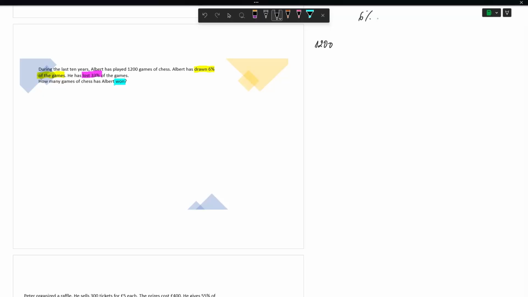So 6% of 1,200. Let's find first 1%. As we said, we divide by 100. So we have 2 zeros. And then, how I told you, you start to count from the back. 1, 2, you put your decimals. So in 1,200, 1% is going to be 12.